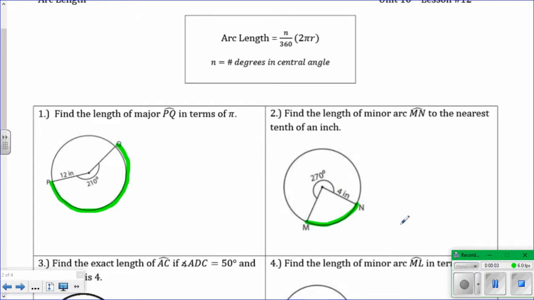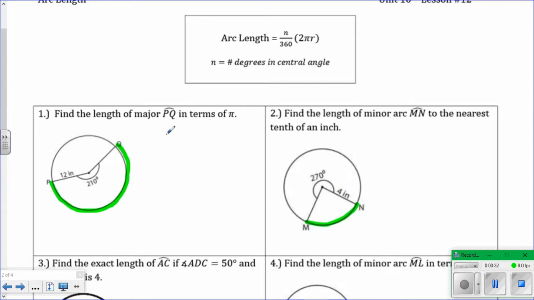On the top of the page is the formula to find the arc length of a circle. An arc is part of the outside of the circle, and the outside of a full circle is called the circumference. So basically we're finding part of the circumference of the circle. When you look at the formula, you'll see it has 2 pi r. But since we're only finding part of that length, in front of it we're going to multiply by n over 360, and n represents the number of degrees in the central angle.